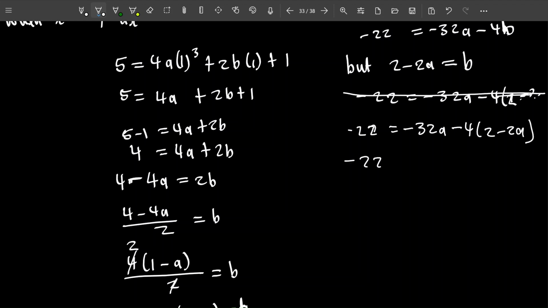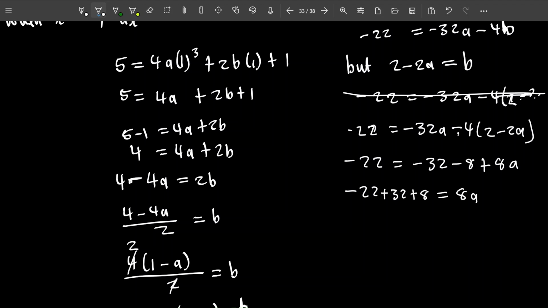We have negative 22 being equal to negative 32a, minus 4 by 2 is minus 8. Minus 4 by negative 2a is plus 8a, because the signs are the same, so your answer will be plus. 4 times 2 is 8 again. Then I take numbers to the same side. Negative 32a goes there, and obviously negative 8 will follow. So it's going to be negative 22 plus 32 plus 8, which is going to be equal to 8a.